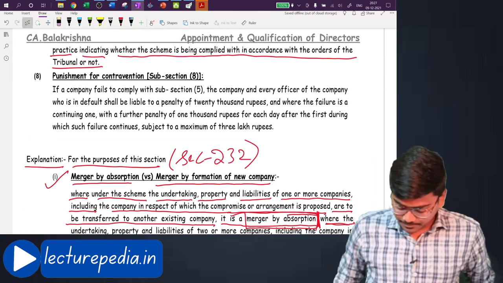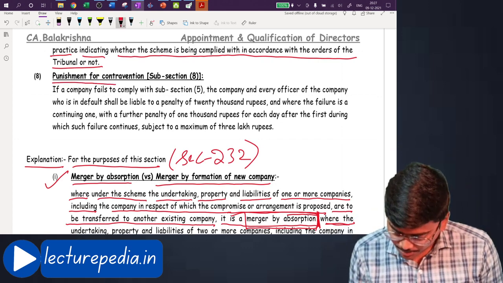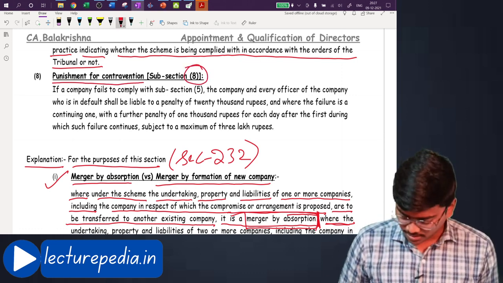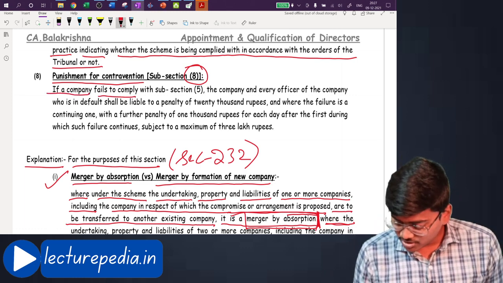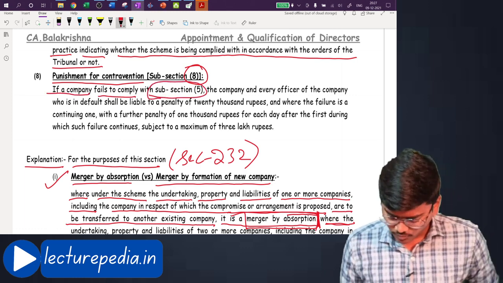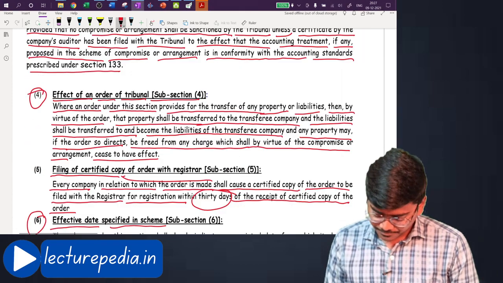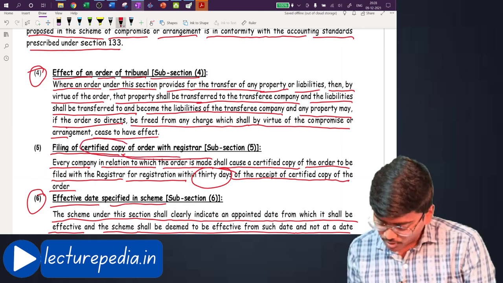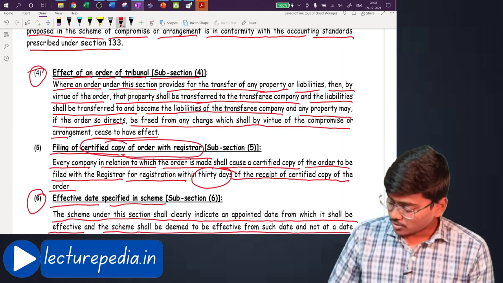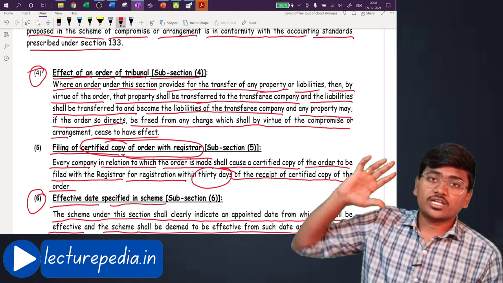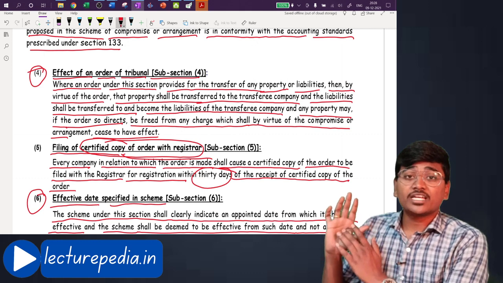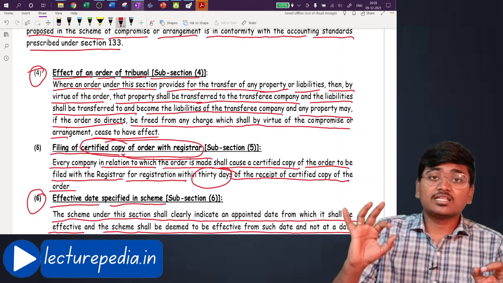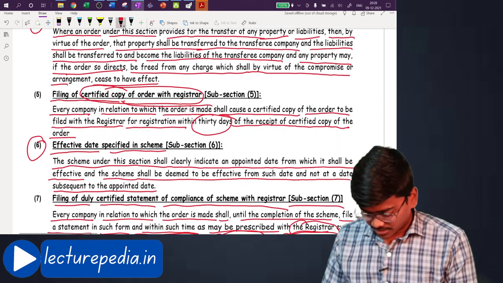And subsection 8, punishment for contravention. Contravention from which section? Let's see it. If a company fails to comply with subsection 5, what does subsection 5 deal with? It deals with filing of certified copy of order with registrar. See, once the tribunal gives final order, company has to file this final order with the registrar. If company fails to file this final order with the registrar, then company is liable to punishment. What is the punishment? Let us see it.